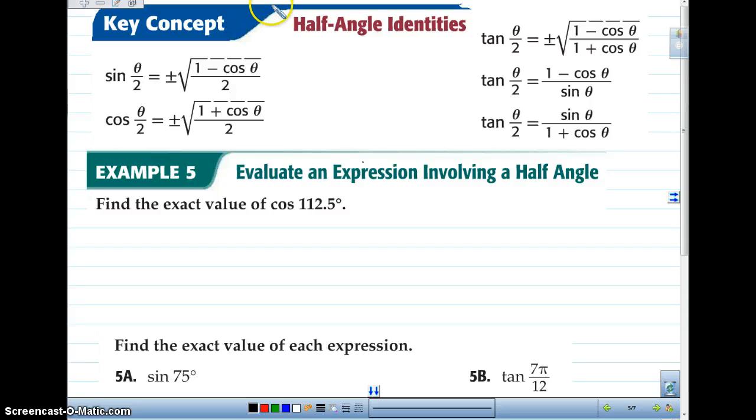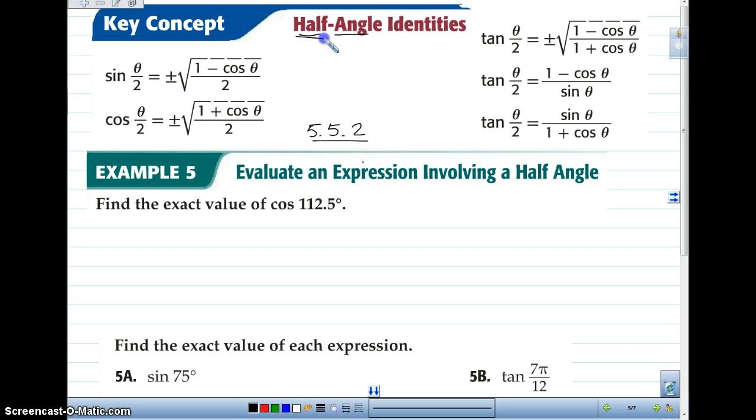Hey there everyone, today we've got half angle identities. This is going to be the second part of section 5.5.1. So if you want to head your notes, this would be 5.5.2, 5.5 day 2. And we're learning our half angle identities.